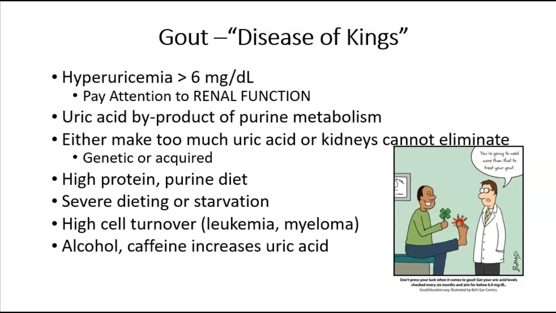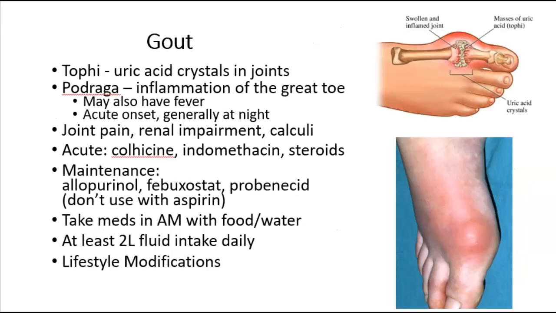Alcohol and caffeine can increase the uric acid level. All right, so let's look at some of the signs and symptoms. So tophi are uric acid crystals in the joints. Podagra is inflammation of the great toe, so that's what that name is. They may also have a fever, usually onset at night.